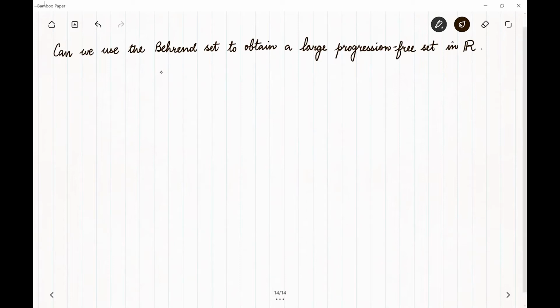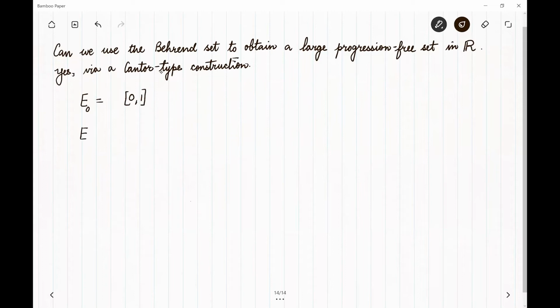All right. So the answer is yes. And here's how the construction proceeds. We do this via a Cantor type construction. If you have seen a construction of the Cantor middle third set in your real analysis course, then you will notice certain similarities here. Okay. All right. So what do we do? It's an iterative construction. You start with E0, and E0 is the interval [0, 1]. All right. Next, we go to E1. And what do we do with E1? Well, here's a picture.